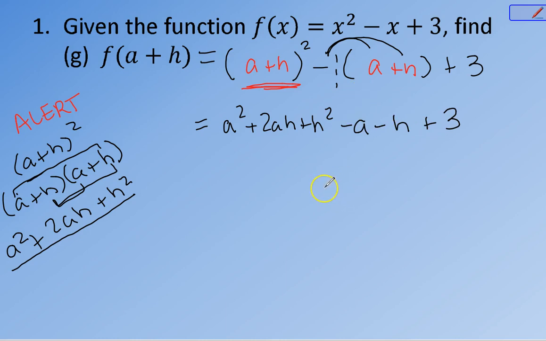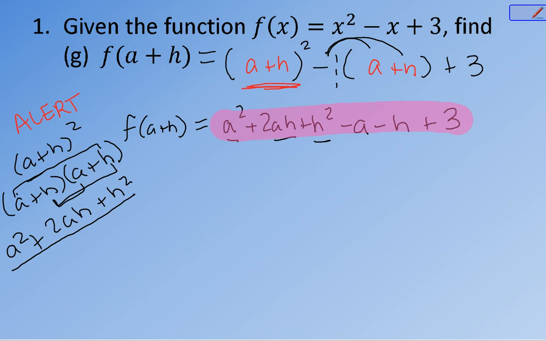Then, of course, we look to see if we can combine any of those terms. I don't see any other A squareds. I don't see any other AHs or any more H squareds, any A's. We're done. So the F of A plus H is, we won't write this as a coordinate because that's just silly. We're not graphing that. That would be awful. There you go. Okay, so hang on to that answer because we're going to need it again in a little bit.